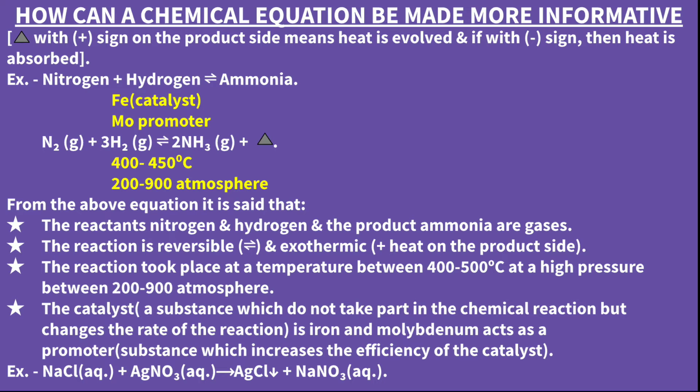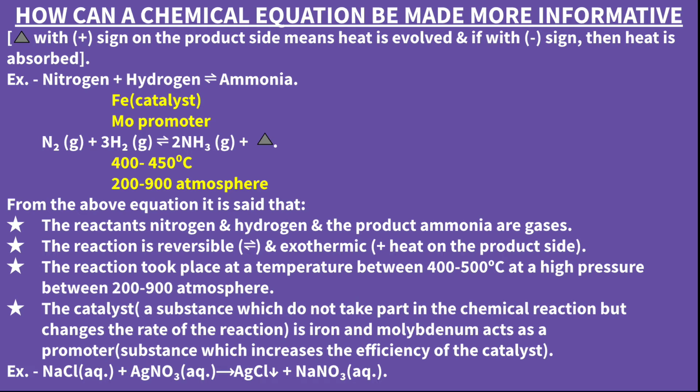Then see, the example is there: nitrogen plus hydrogen gives us ammonia. This is a reversible reaction. Here the catalyst used is Fe, iron, and with it the promoter molybdenum is used. The temperature required is 400 to 450 degrees centigrade, and the pressure is 200 to 900 atmospheres. Nitrogen is a gas, hydrogen is also a gas, ammonia is also a gas, and heat is evolved in this reaction.